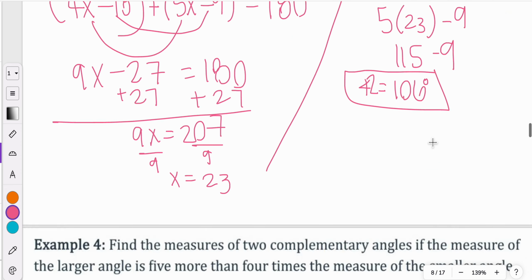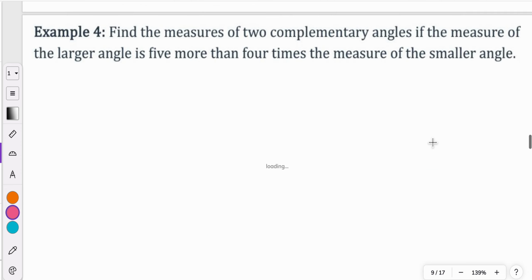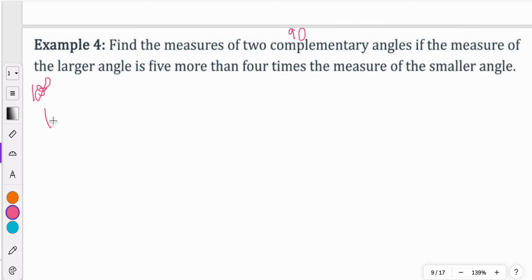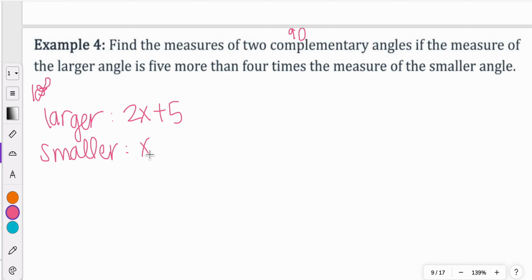Okay. Example 4 is kind of a trickier question. It's giving a description of that equation and seeing how they fit. So finding the measures of two complementary angles, so 90 degrees. If the measure of the larger angle is 5 more than 2 times the measure of the smaller. So we can say we don't know what the smaller angle is, so we can label the smaller angle as x, and the larger angle is 5 more than 2 times that amount. So that's why I wrote 2x plus 5 for that larger amount.